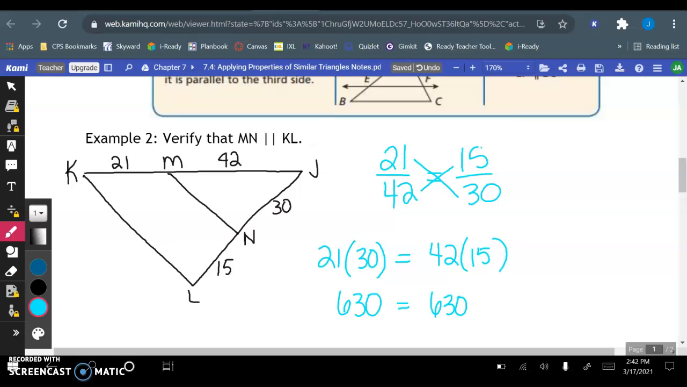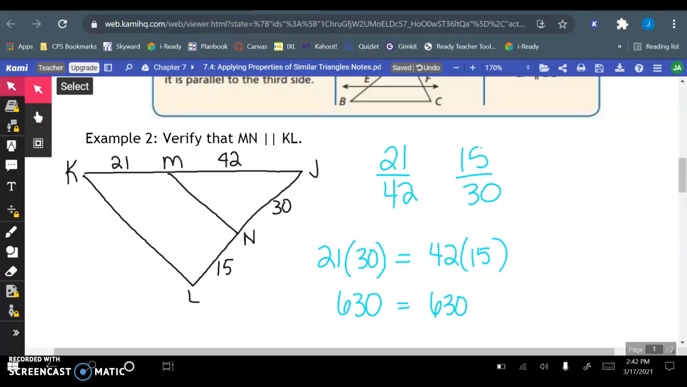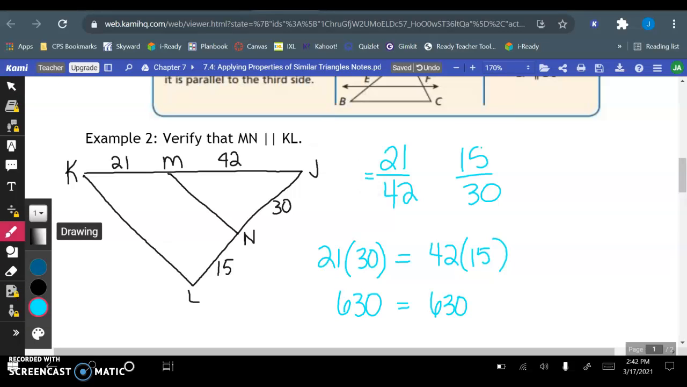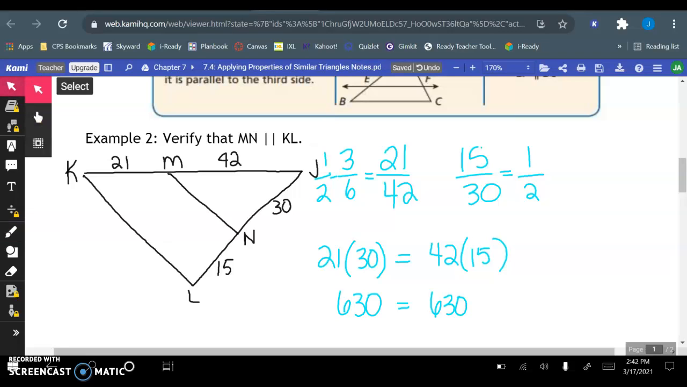The other way we could have done this is to reduce these two fractions. 21 and 42 both have a 7 in common. So I could divide both of them by 7. So I would have gotten 3 and 6, which reduces down to 1/2. 15 and 30 both have a 15 in common. If I divide them both by 15, I would have 1 and 2. So they both reduce down to 1/2. So a couple different ways to look at that. Whichever way is easier for you works for me. So because they form a proportion, then we can prove that those two lines are parallel.